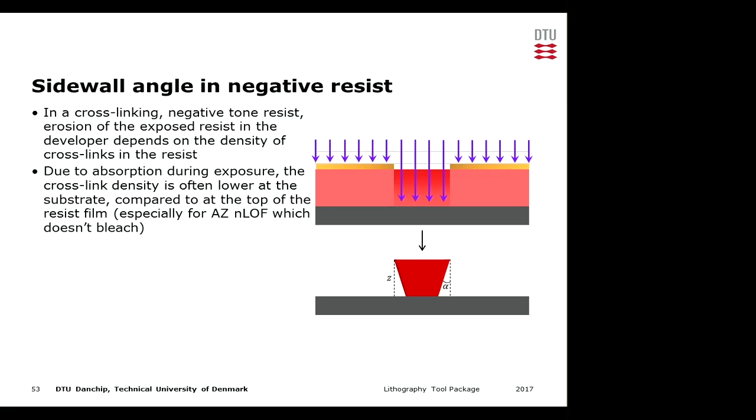So when you combine this with a resist that doesn't bleach, which means that there will always be a higher dose on top of the resist compared to at the substrate, then you get a gradient in the development, a gradient in the cross-link density down through the resist film. The top part will not react a lot to the developer, but the bottom part will react, so you get the negative sidewall.